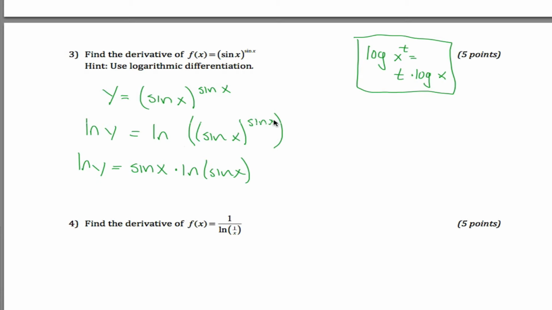I'm not doing any calculus. I know that feels like the power rule. It's not. This is a log rule. We haven't taken the derivative of both sides yet. Get here. Now I can take the derivative of both sides of the equation.